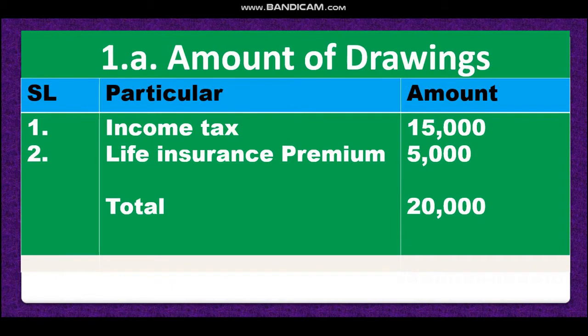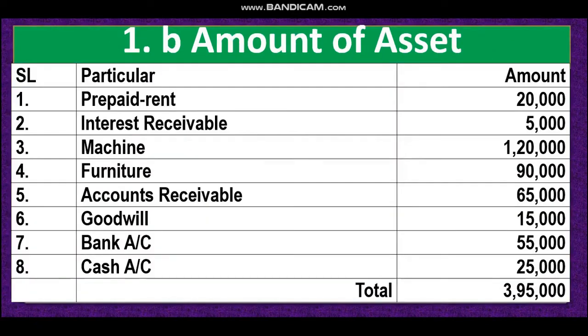This is the answer. This way you will do. That means from the question, from the accounts, we have to find out which accounts are for drawings, then the total of these accounts is the answer, 20,000. Very easy if you know the definition of drawings. Again I am telling, if the owner takes anything for his personal reason, then it is called drawings.